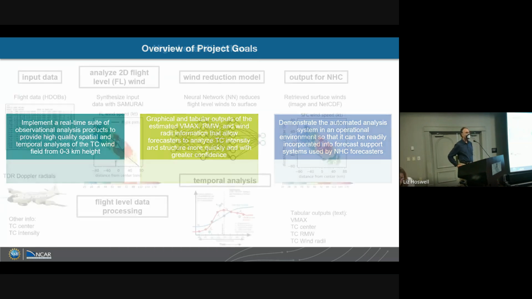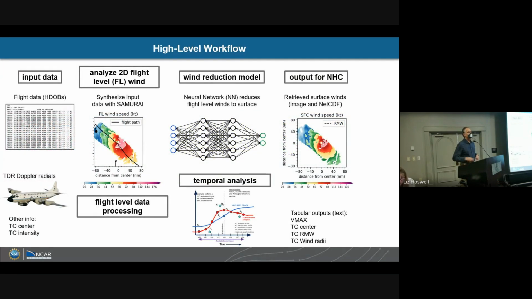Next. Okay, so pictures are nice at this time of the day. There's been a lot of presentations, and the idea of this project is that there's a lot of rich data available from the flight level data and also from the tail Doppler radar, Doppler radials. And what we would like to do is blend this together and come up with a high quality analysis.